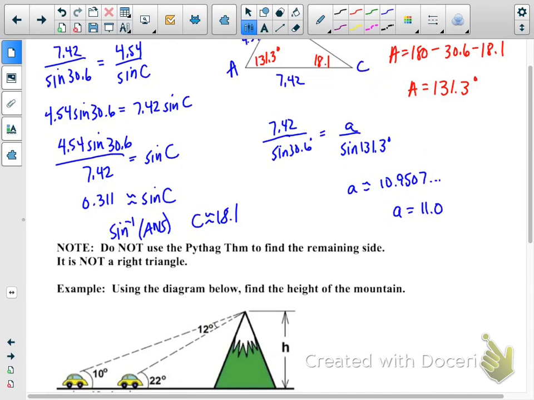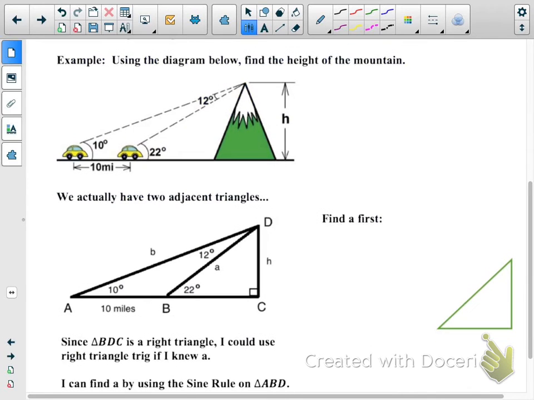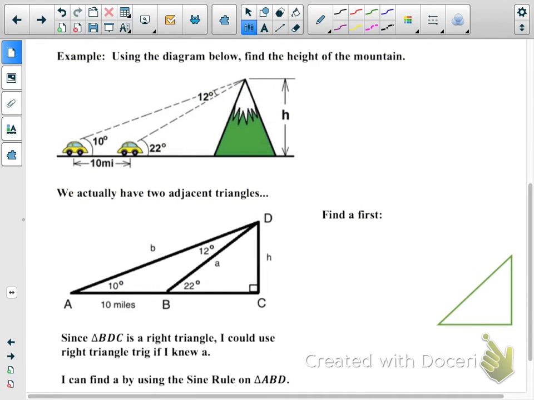Okay, so the last one here, we've got some kind of overlapping triangles. We're going to find the height of the mountain. So basically, I've got this car right here. The angle of elevation to the top of the mountain is 22. Another car that is 10 miles away, the angle of elevation to the top of the mountain for it is 10 degrees, and the angle between these two angles of elevation is 12 degrees.